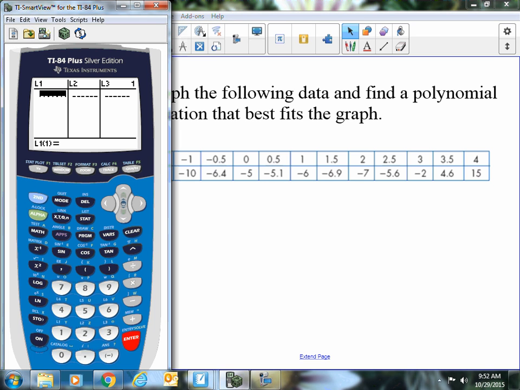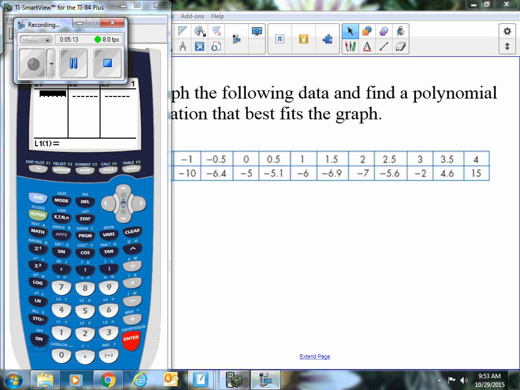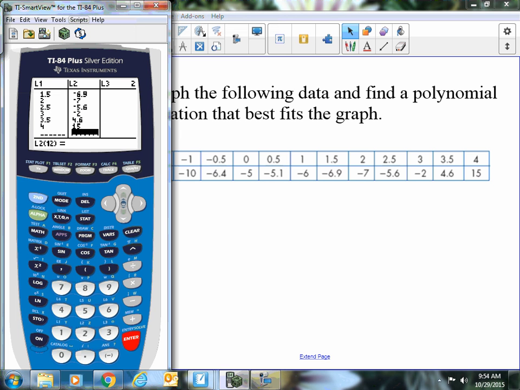So go ahead, pause the video for a second, get your data entered in here, and then we'll talk next about what we need to do. So X is in list 1, and then the Y is in list 2. Alrighty, so hopefully you got all your data entered in there. So we have our data in list 1 and list 2.